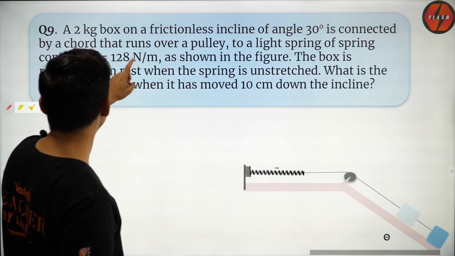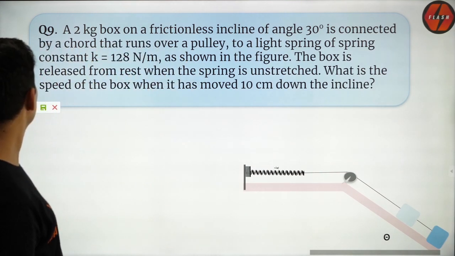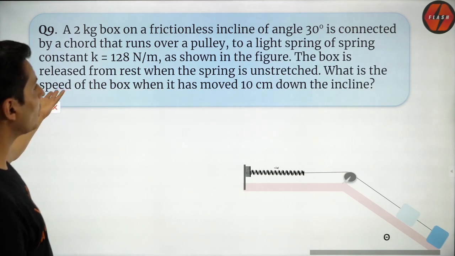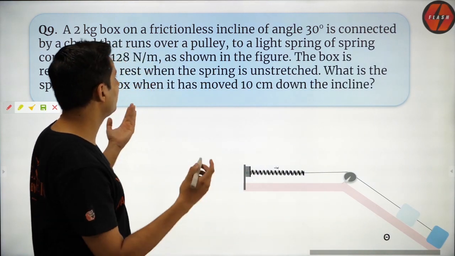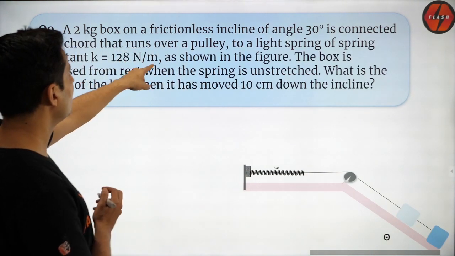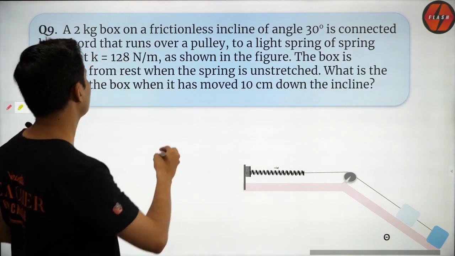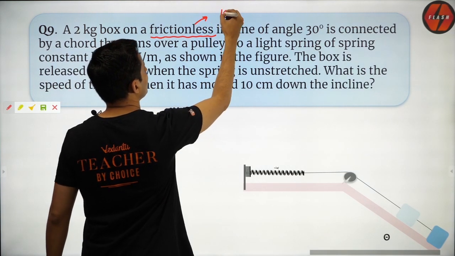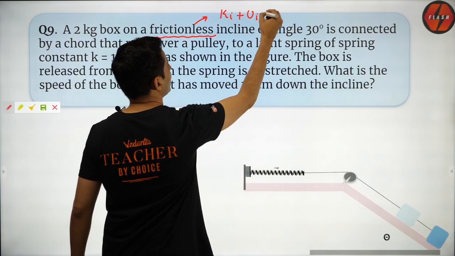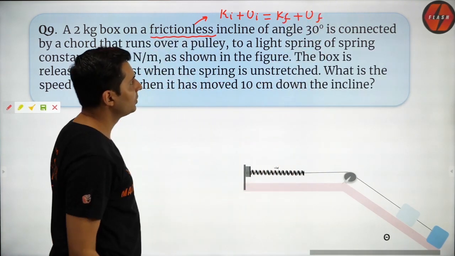And the inclination is also given, mass is given, spring constant is given, and the box is released from rest. Okay, so I feel that we should use energy conservation, because I think somewhere it is also mentioned that it is smooth. So yes, here it is. It is frictionless. So definitely initial kinetic plus initial potential is final kinetic plus final potential. So I can do that.